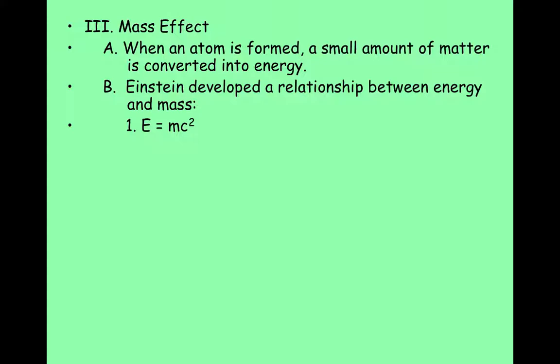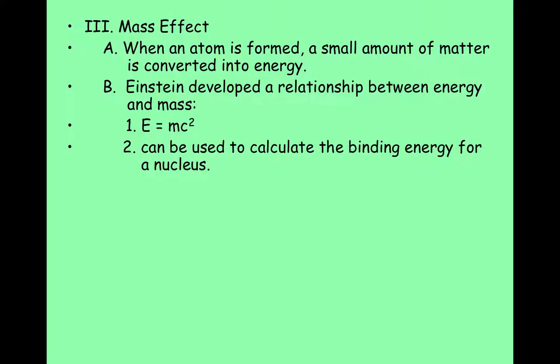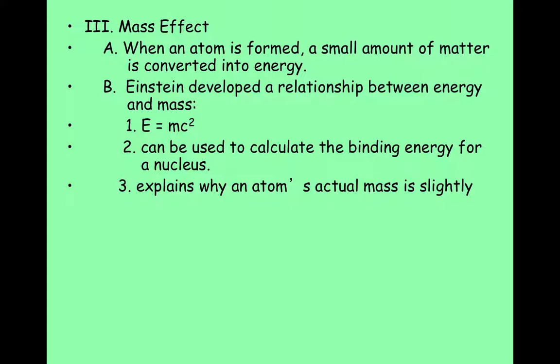So Albert Einstein had a hand in this. He developed a relationship between energy and mass in 1905, E equals mc squared. That's energy equals mass times the speed of light squared. And it can be used to calculate the binding energy for a nucleus. What is this nuclear energy holding the atom together? It explains why an atom's actual mass is going to be slightly less than the mass number.